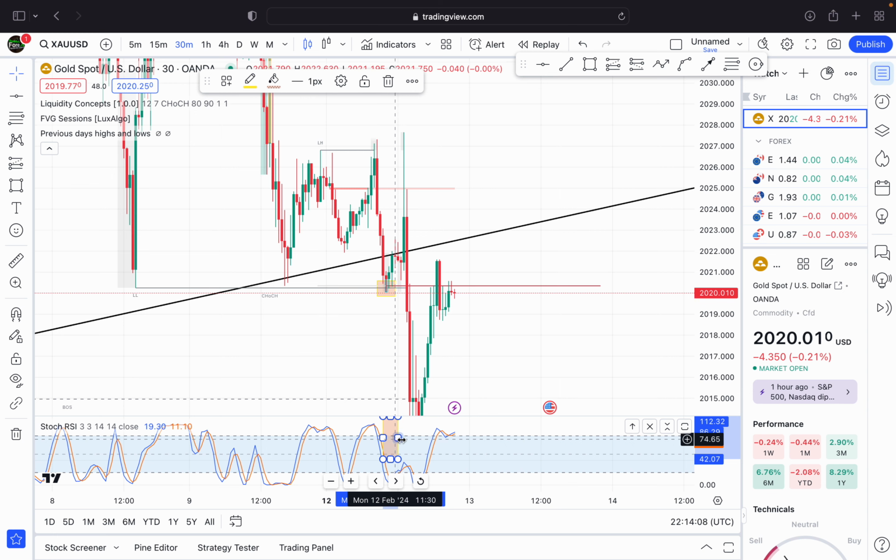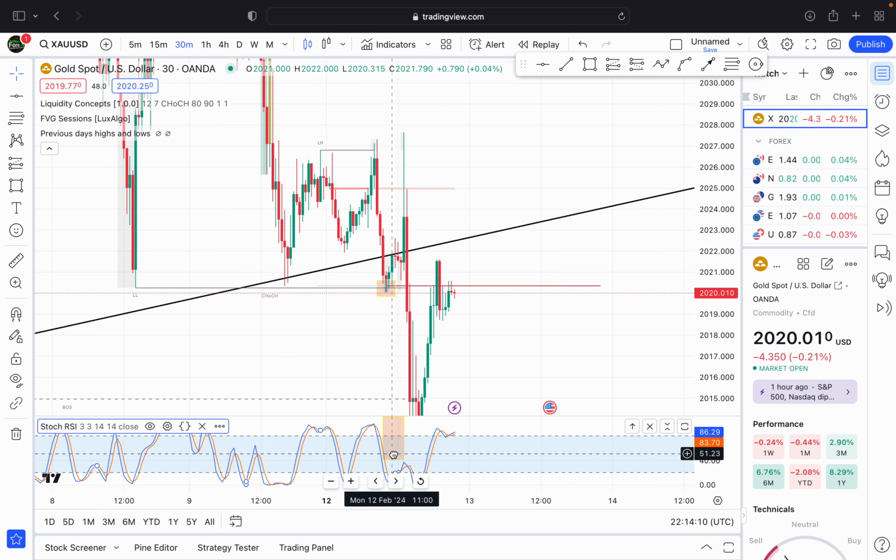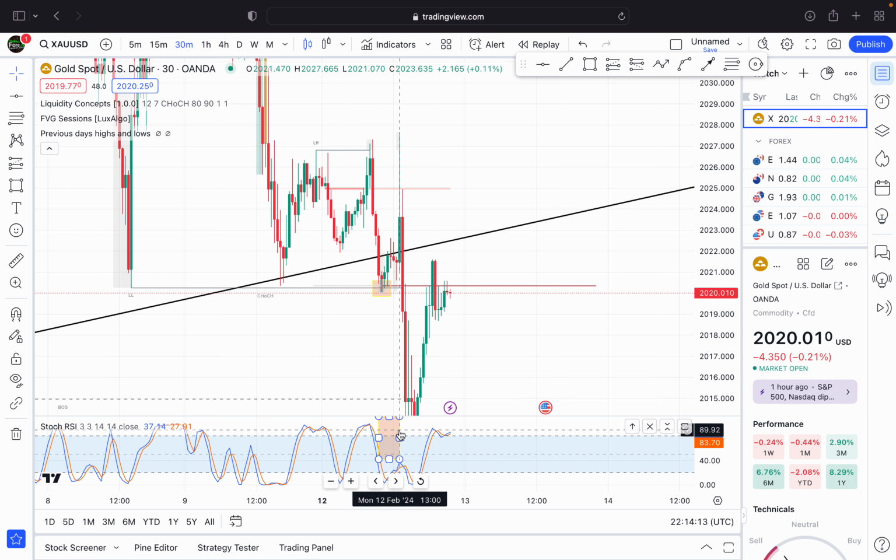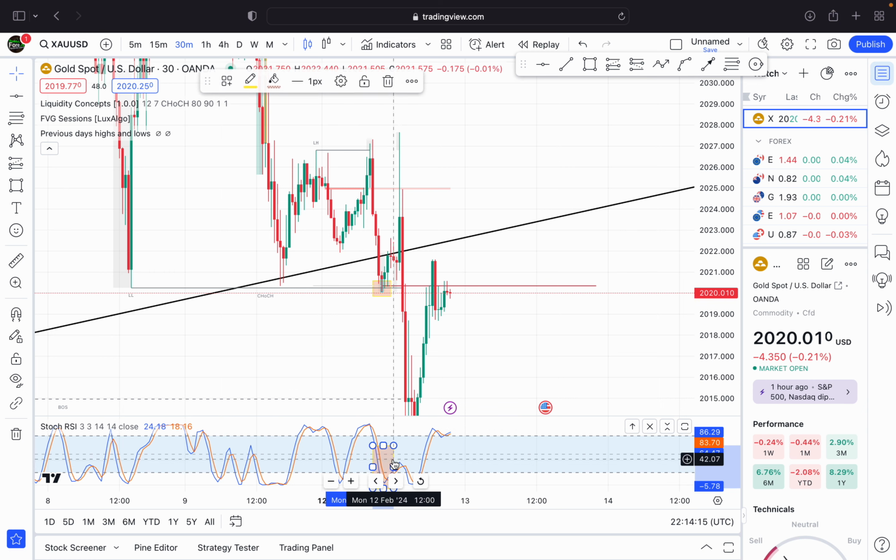Just bear with me. So yeah, it's oversold there, as you can see. So it's correlating with the stochastics.